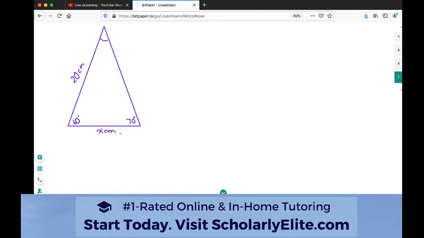So if I know that a triangle has 3 angles that add up to 180, then I can solve for this angle, no problem. So I'll just go 180 equals 60 degrees plus 70 degrees plus some angle that we don't know, we'll call it theta. And then to get theta, we just go 180 minus 60 minus 70 equals theta. And then you plug that in, and you get 50. So this angle here is 50 degrees.